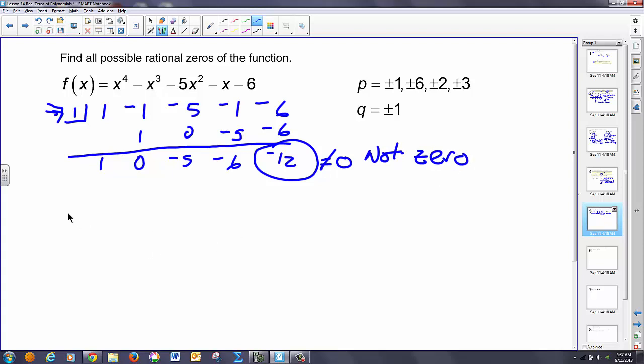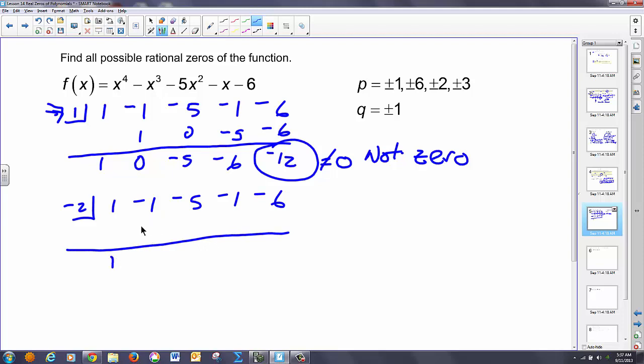So now let's check another one. Let's go to negative 2. Let's go into the same function. 1, negative 1, negative 5, negative 1, negative 6. Do that division. Put in a 1, get out a negative 2, negative 3, multiply, get a 6, get a 1, again negative 2, negative 3, multiply, get a 6. Now notice in this case, I get a 0, which means this is a factor and a 0. So one of my rational zeros is a positive 2, or I'm sorry, a negative 2.